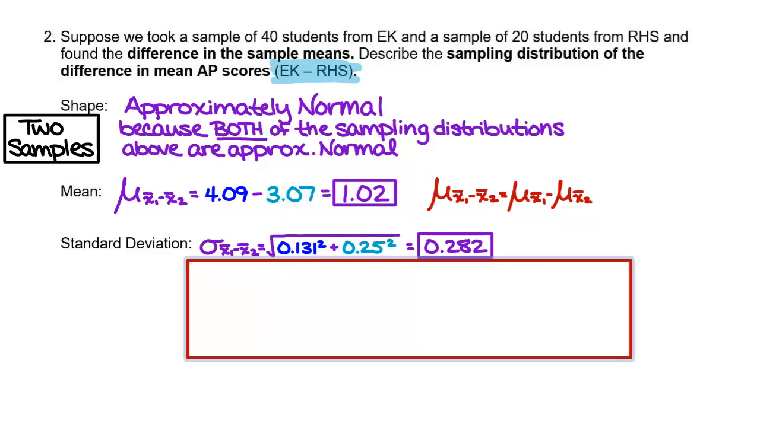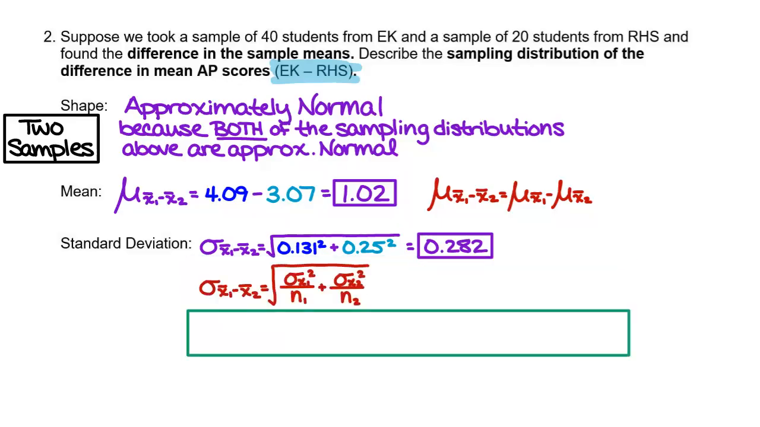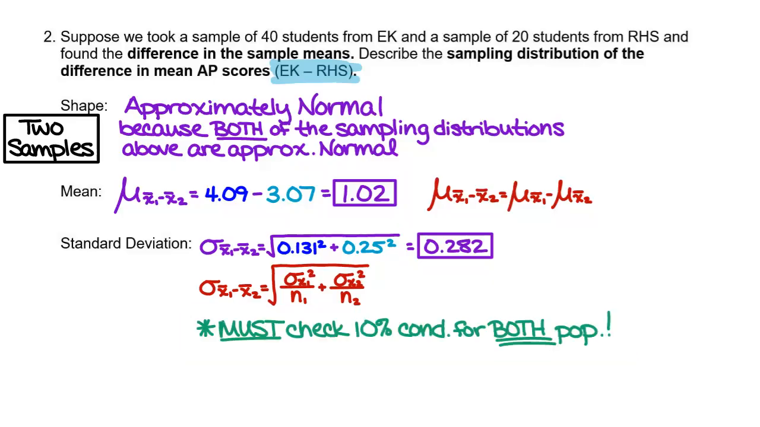So when we're talking standard deviation for a difference in sample means, this right here is the variance for the first sample. This is the variance for the second sample, so we add those two variances together, and then we square root. And don't forget, you have to check the 10% condition for both populations, or else you can't use the formula.